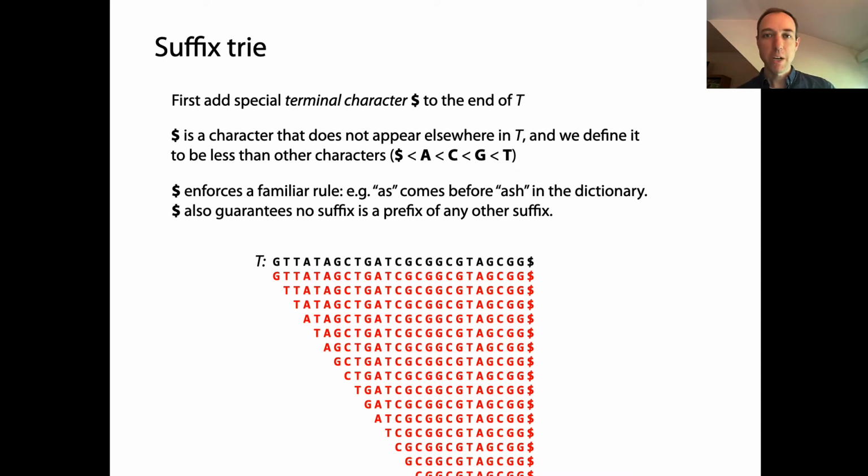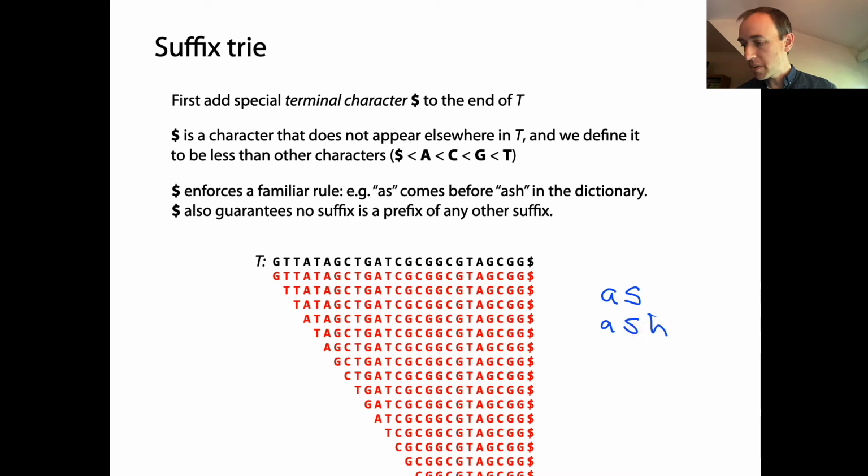Okay? So by adding the $, in a way, what we're doing is obviating the need, taking away the need to have a special rule. We don't need a special rule anymore because by the time we get to the $, the tie is broken, right? So if I take as and ash, then if I want to know their relative order, I have to apply the rule.